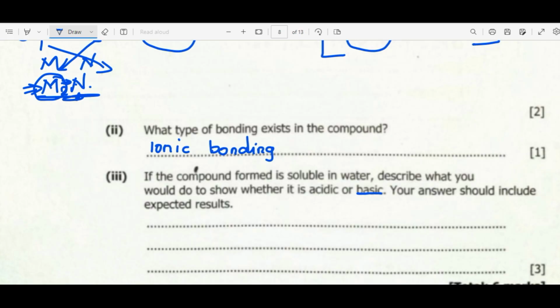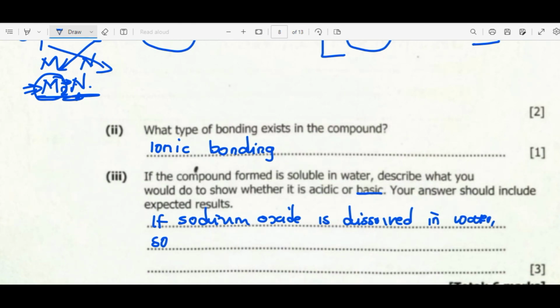So we'll say if sodium oxide is dissolved in water, sodium hydroxide will be produced. So that is the key. The key is that sodium hydroxide, which is a base, will be produced.